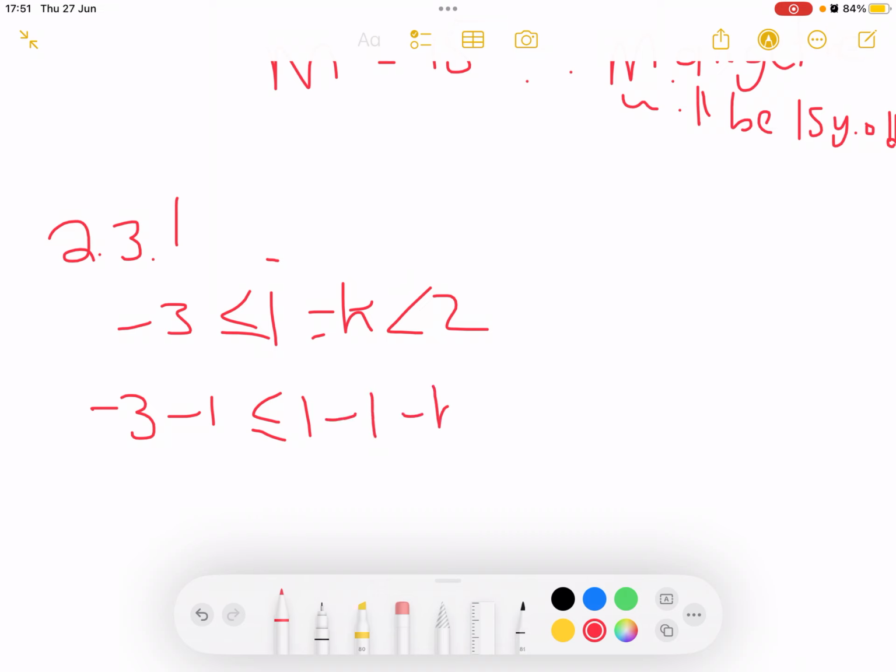Then this is a minus k. I need to erase this so that it doesn't confuse you. Minus k less than 2. Then this is negative 4 less than or equal to negative k less than 2.